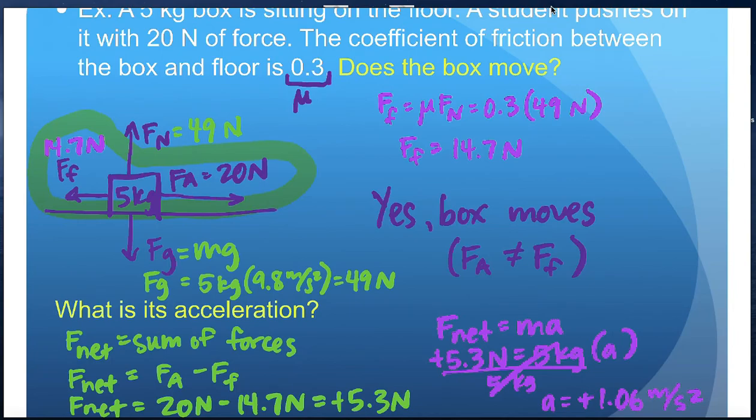I try to think about this logically. Does it make sense? And yes, it does. The box has a net force to the right. The applied force is greater, therefore the acceleration should also be to the right. And that's all there is to sliding friction.